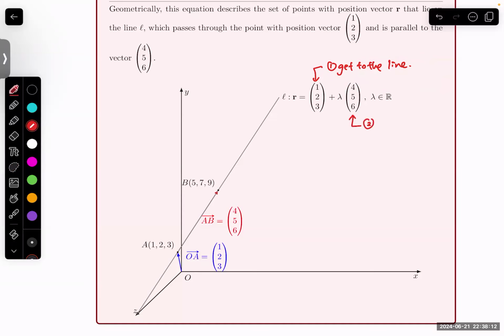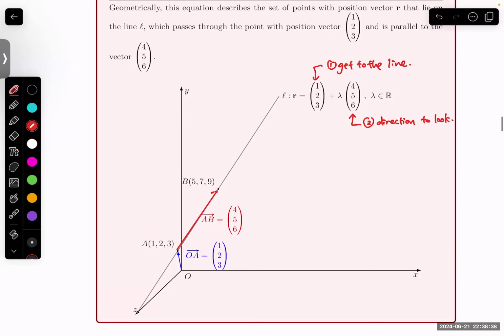So think of it as this is the direction to look. We walk from the reference point, which is like our home, to the line, and now we need to look in the direction of the line. So I look, for example, in that direction, but I haven't walked yet. I'm still here.